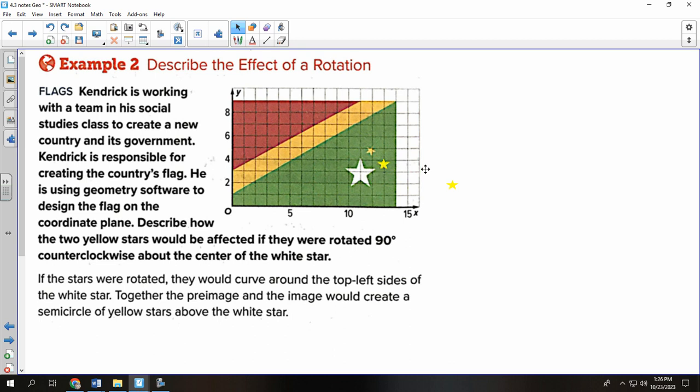So we have our 2 yellow stars, and they're going to go counterclockwise 90 degrees. So it's going to arch around. This star is going to end up right about here. And then this star is going to arch around, and it will end up right about there. So if the stars were rotated, they would curve around the top left sides of the white star. Together, the pre-image, so the old stars, and the image, the new stars, would create a semicircle of yellow stars above the white star.